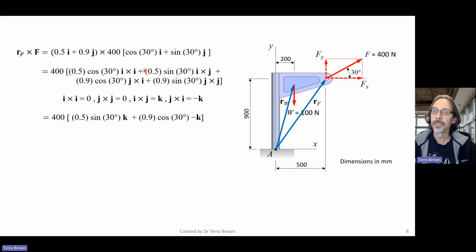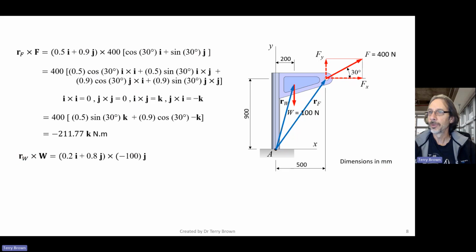So we can see that here we've got 400 outside of 0.5 sine 30, i cross j becomes k, and then here 0.9 cos 30, j cross i becomes minus k. And so we get minus 211.8 unit vector k Newton meters. So be careful how you write this. Don't stick the k onto here, because then that looks like kilonewton meters, which is what I nearly said then.